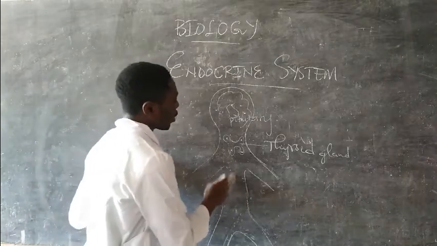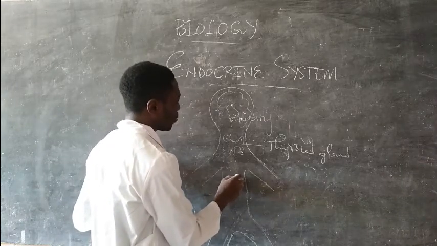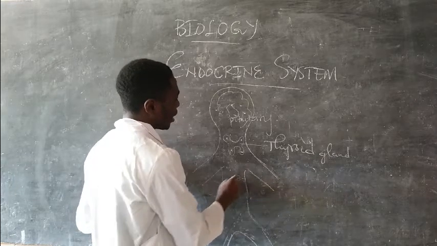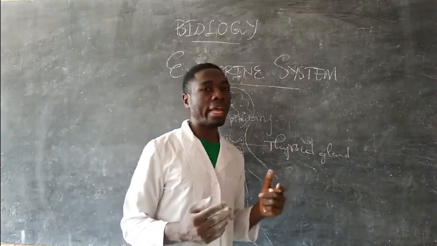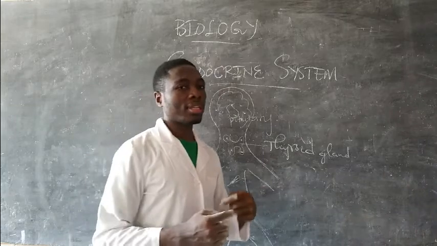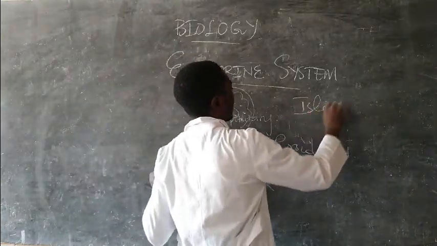Then after that we are going to see the pancreas. Remember that we mentioned the pancreas in the very first video, and we said the pancreas is a mixed gland. It's both endocrine and exocrine. Now the endocrine part of the pancreas is the islets of Langerhans.